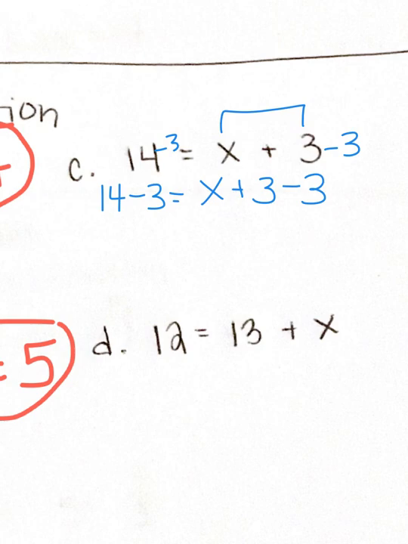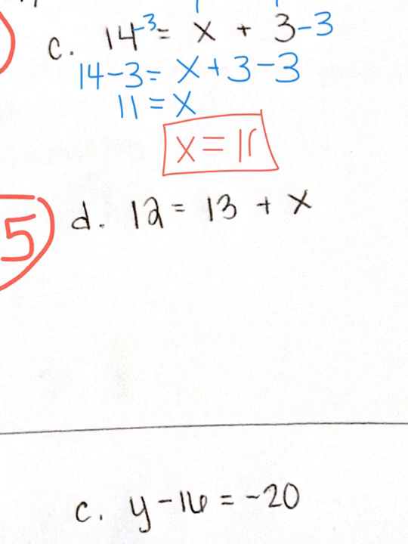Now if I solve that, 14 minus 3 is 11, and then I have x, and then if I have plus 3 minus 3, that's 0. So I end up with x equals 11 as my final answer here.